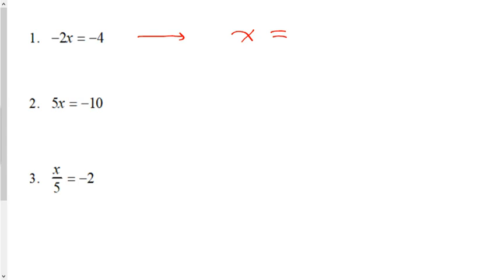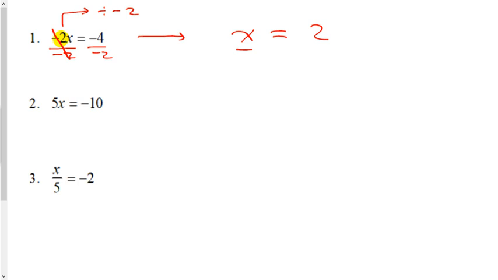And in looking at question 1, in order to do that, I need to get rid of a negative 2 coefficient. And since that negative 2 coefficient is doing what operation? Multiplication. The opposite of multiplying by negative 2 is dividing by negative 2. So therefore, I'm going to divide both sides by negative 2. And when I do so, I isolate the variable, and my solution is positive 2.